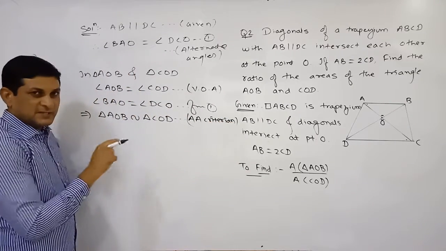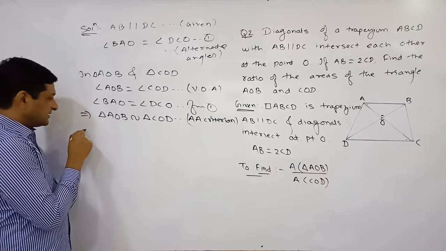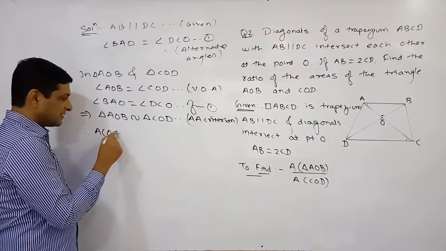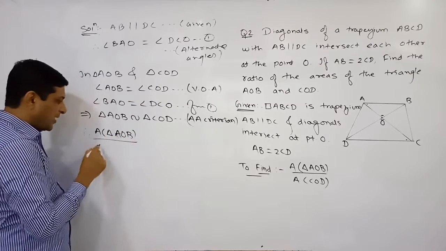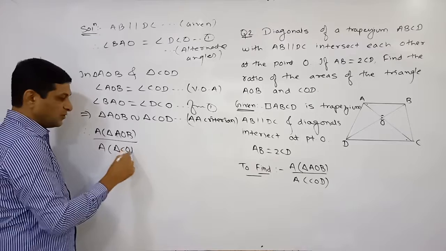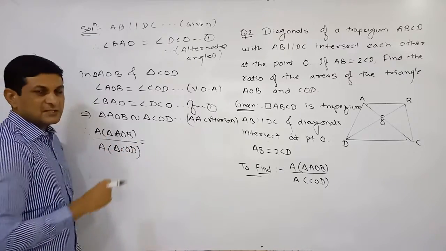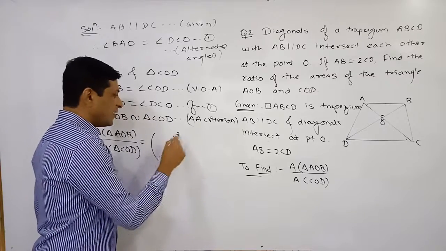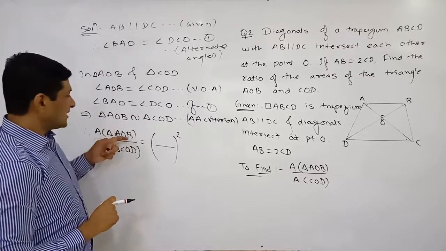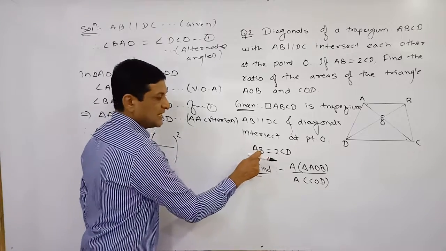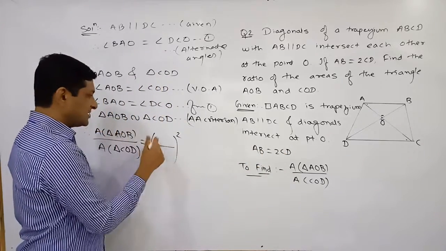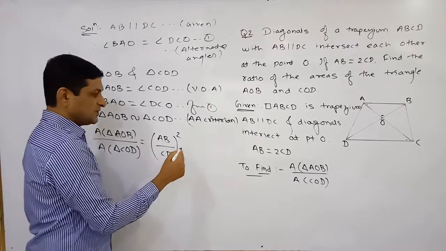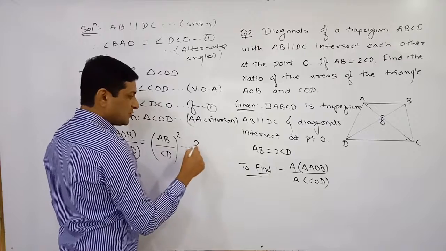Okay. So since these two triangles are similar, therefore we can say that area of triangle AOB upon area of triangle COD is equal to... Now since the triangles are similar, the ratio of area of two similar triangles is equal to the square of the ratio of corresponding sides. So corresponding side, here our given condition is related with what? AB and CD. So we are considering side AB of the first triangle and its corresponding side is CD.